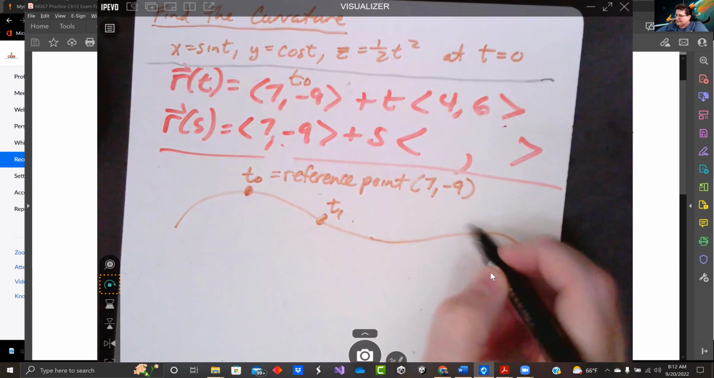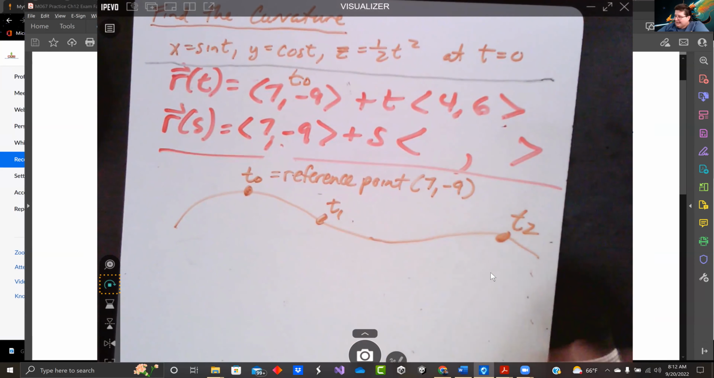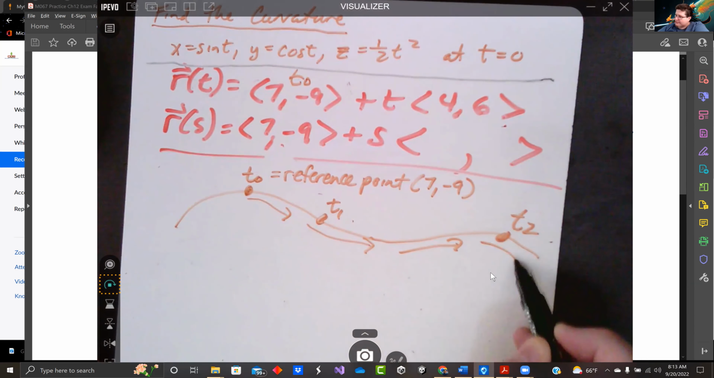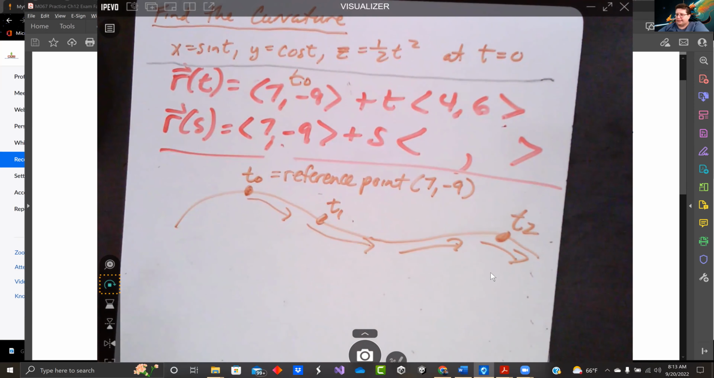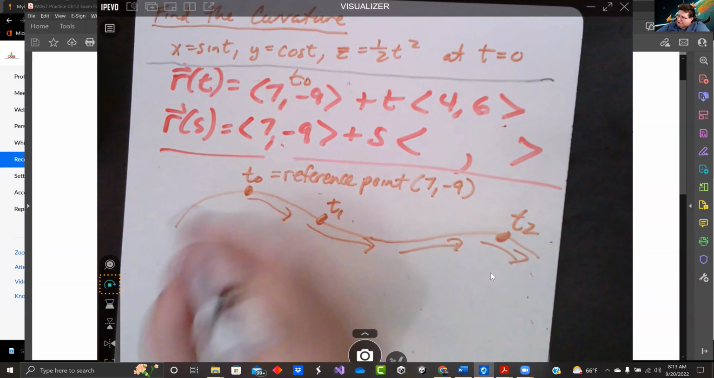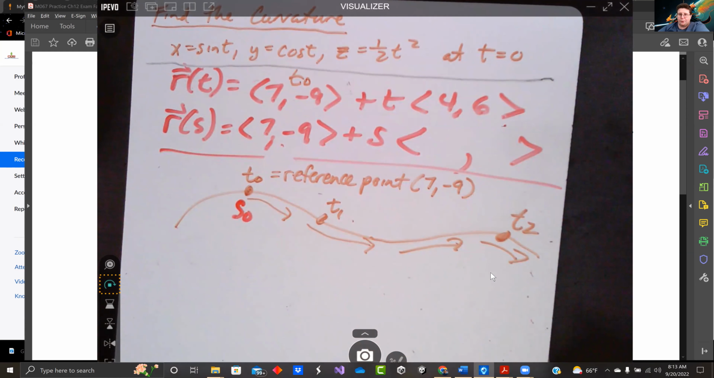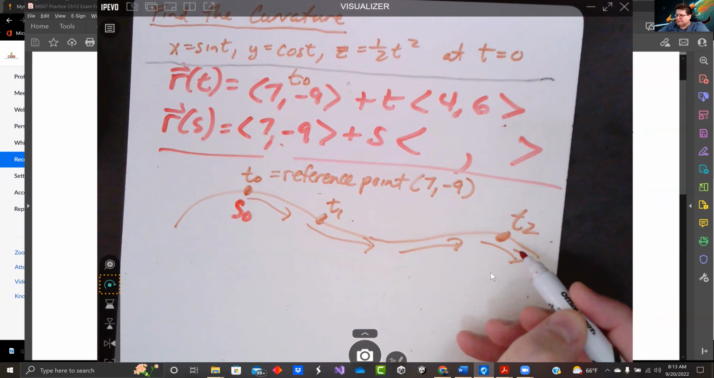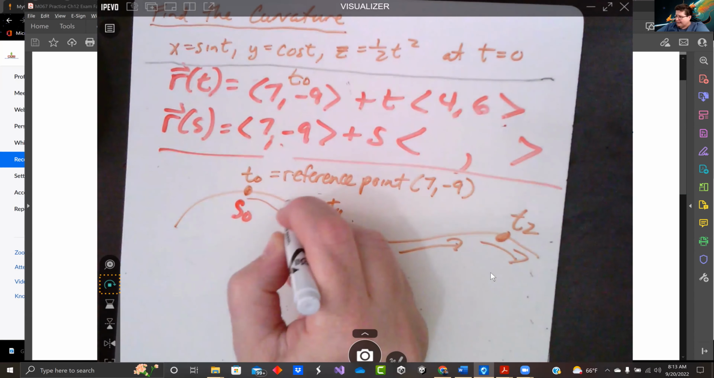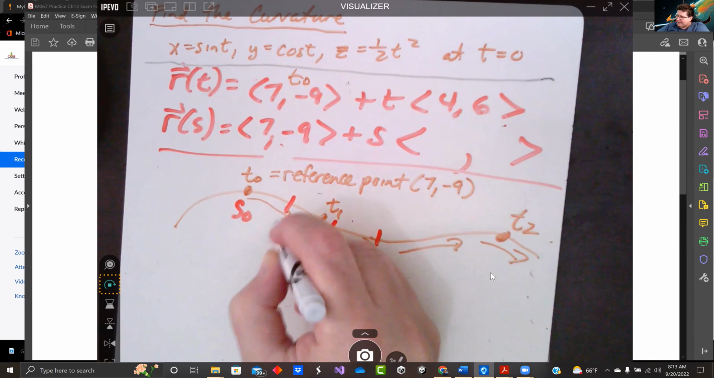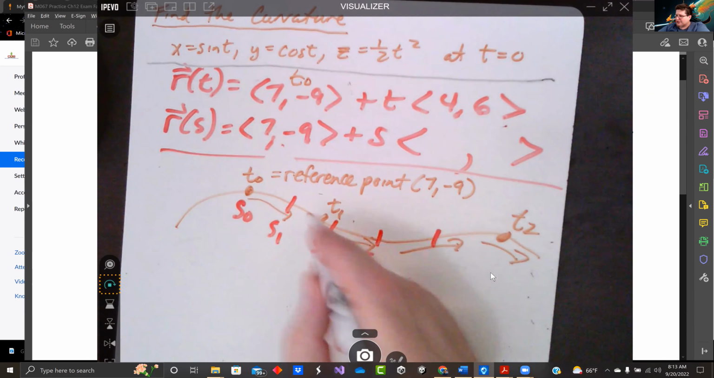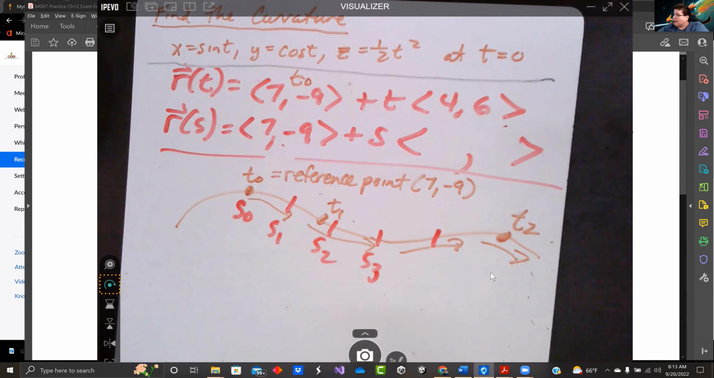Then T1, T2 could be way over here. It has an orientation or direction. That's what the orientation part means. What direction is time forward in? When you switch to S, S0 should be the same as T0. You should start at the same point. Now, time doesn't necessarily have the same steps along the arc or the path, but S0 will. So that might be S1, S2, S3. If they happen to match up as T1 and S1, it's coincidence.